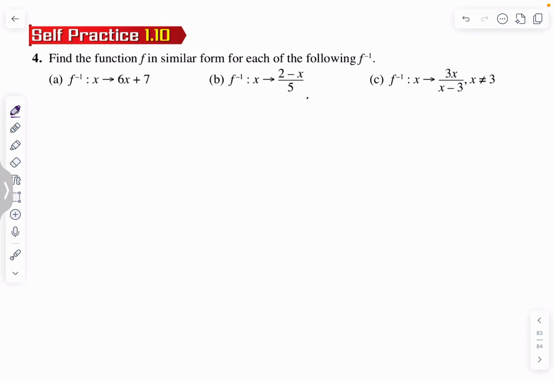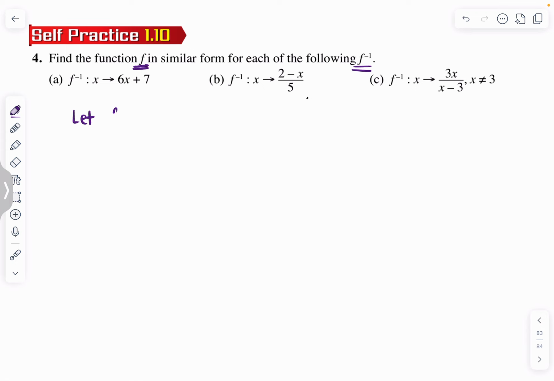Question 4. Find the function f from each of the following f inverse. Okay, so normally we find f inverse from f(x). Now we need to find f from the f inverse. So the steps will be quite similar.